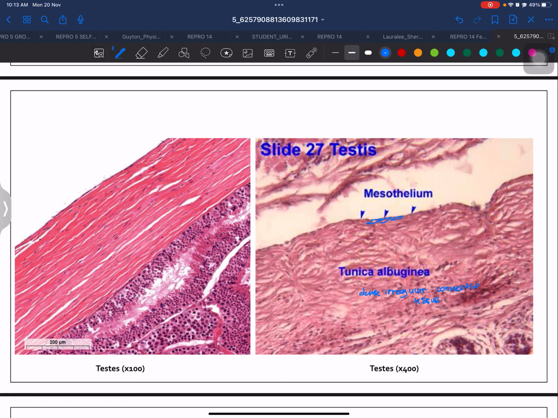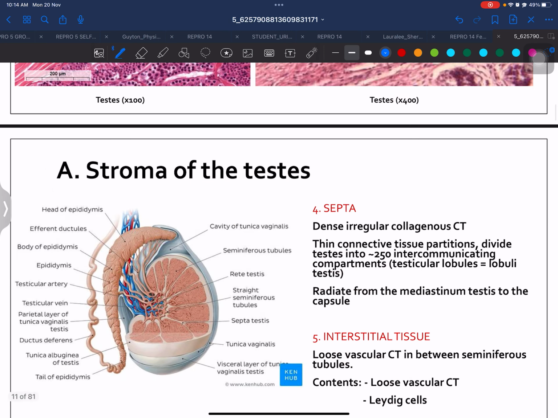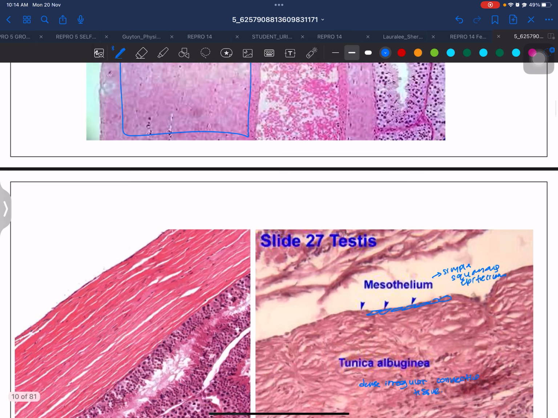If you look, you see many dot nuclei here. So these are the mesothelium. It's a very thin layer. Same as in the urinary system you have learned, the Bowman's membrane, a very thin layer of visceral and parietal layers. So mesothelium is simple squamous. Tunica albuginea is dense, irregular connective tissue. Tunica vasculosa is a loose vascular connective tissue. There are a lot of blood vessels there.